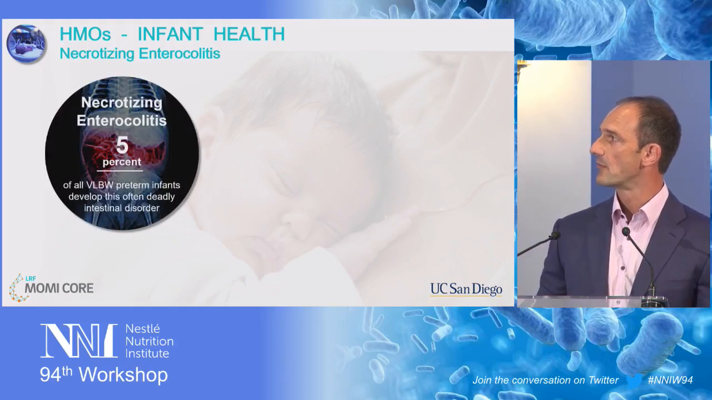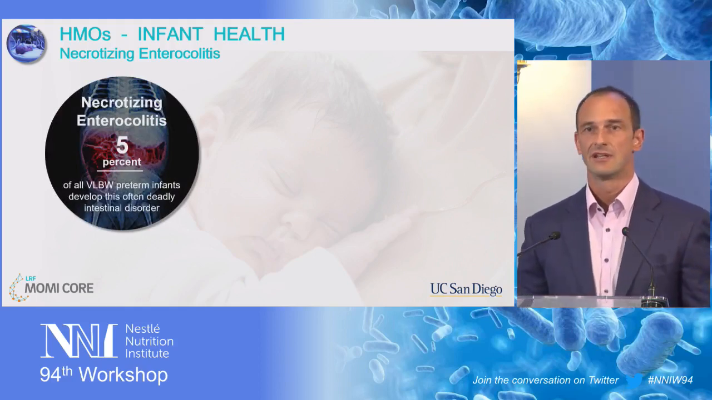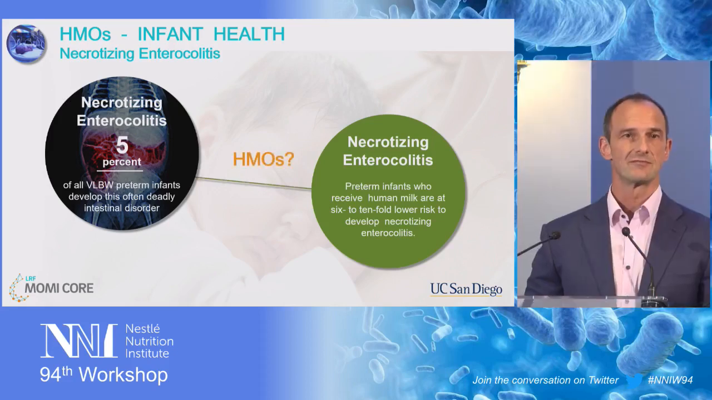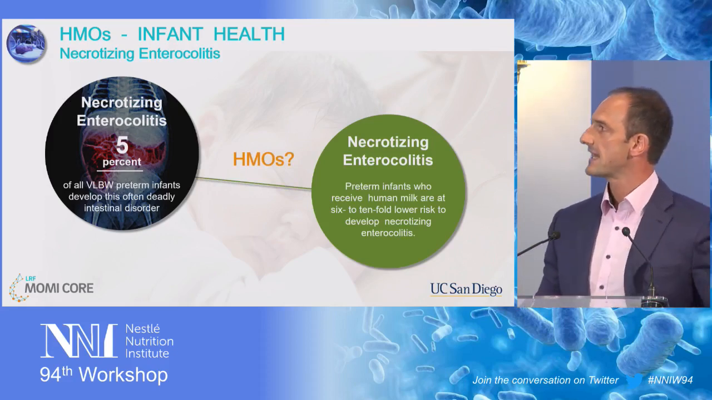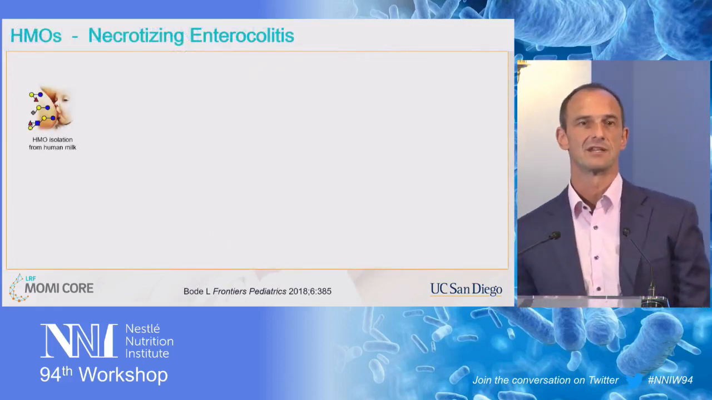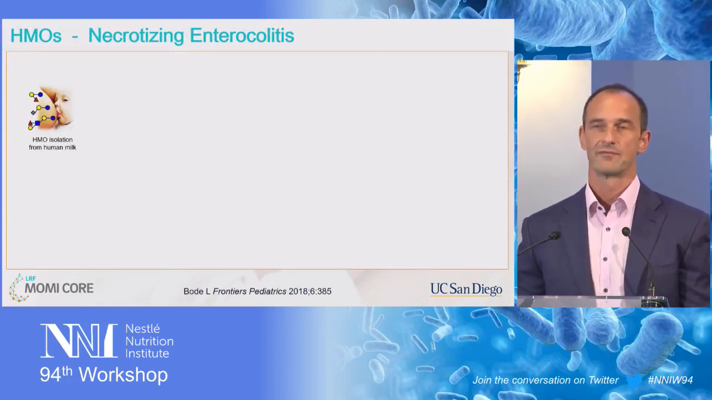5% of all very low birth weight preterm infants develop this often deadly intestinal disorder. We know that preterm infants who receive human milk are at 6 to 10-fold lower risk to develop NEC. Is there a connection with HMOs? Can HMOs explain this difference? So we set out about 10, 12 years ago to test this hypothesis that human milk oligosaccharides are somehow related to the lower incidence of NEC.